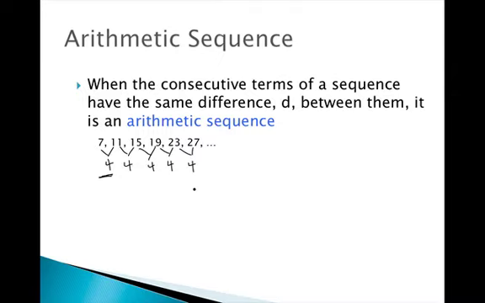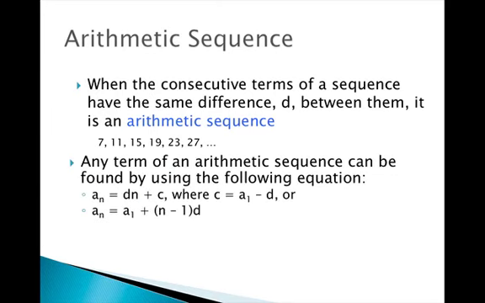Okay, so because it's one of these types of sequences, we can find out specific pieces of information. We can find any term in the sequence with the following formulas. There are two formulas listed, and either one can be used. The nth term, a sub n, can be figured out by d, which is your difference between the terms, times n, the term that you're looking for, plus c. And c can be figured out by taking your first term and subtracting off the difference.